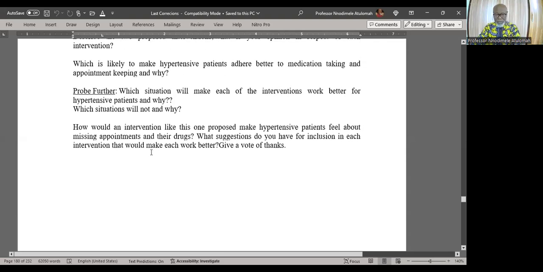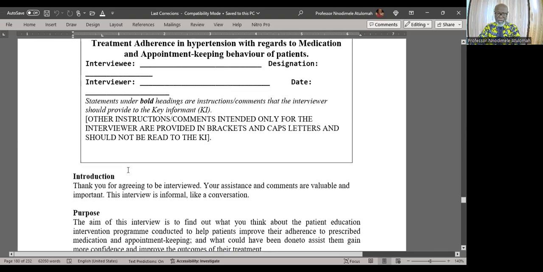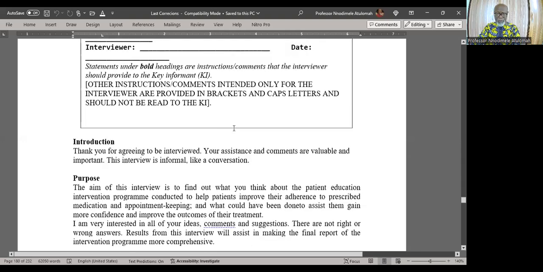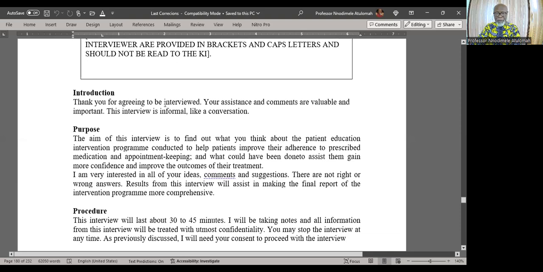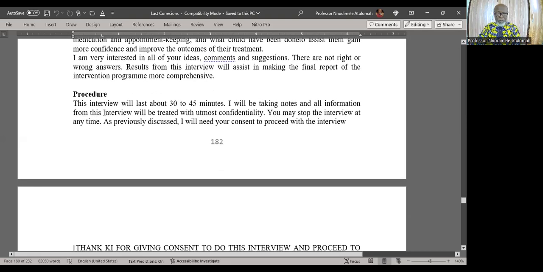All right. Okay. Now we have in-depth. This is another typical in-depth interview guide. So this is an in-depth interview guide. You put the particulars of the person who is interviewing and the person who is being interviewed. All right. So you also start with introduction. Thank you for agreeing to be interviewed. Your assistance and commitment are valuable and important. You just introduce yourself and then you start. The aim of this interview, you explain it to the person, the purpose of the interview. Then the procedure, you begin.